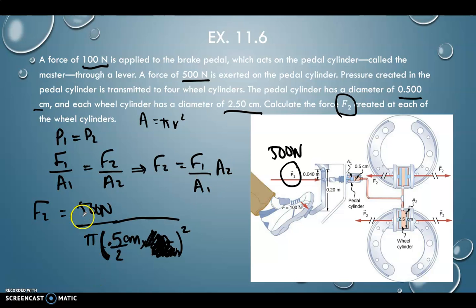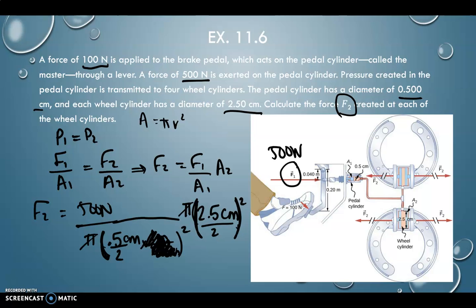Okay, so we have 500 newtons divided by pi times our radius squared, which is 0.5 centimeters divided by 2. And so we'll have the same thing up here. Our area is going to be pi times r squared. Our diameter is 2.5 centimeters, and so we'll need to divide that by 2 as well. As you can see, our pi will cancel here and here.